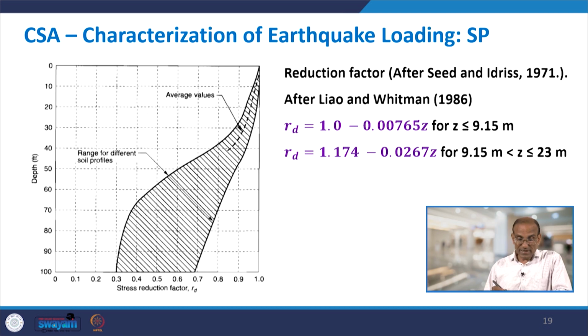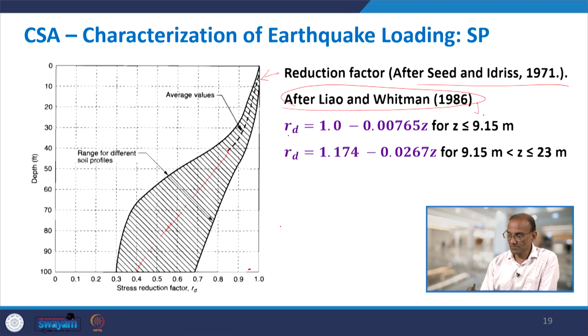You see, at ground level the value of RD is 1, and when the depth increases it decreases. If we use this chart, we use the average values, because it is a range for different soils. If I extend this chart, it will be like this, so you can extend it and then use it. However, in the absence of this chart, which was given by Seed and Idriss in 1971, Liao and Whitman have suggested two equations.